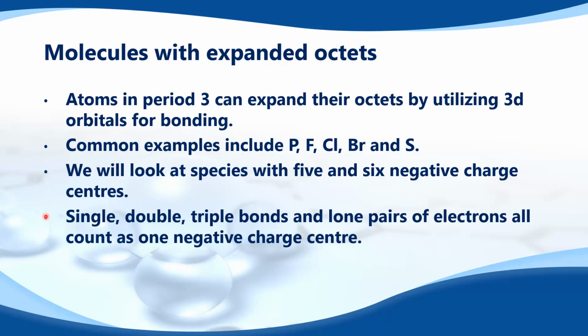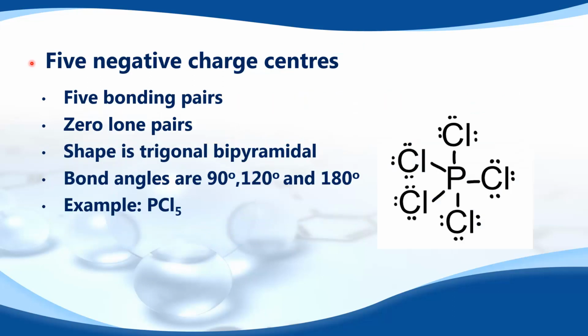A single, double, or triple bond and a lone pair of electrons all count as one negative charge center. So we'll start with 5 negative charge centers.